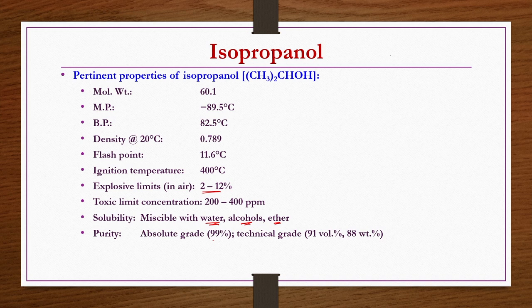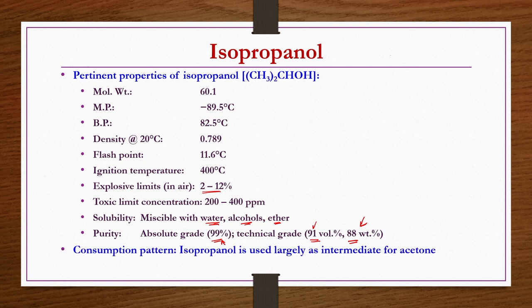Purity 99% absolute grade is there and then 91% technical grade is there. So, these are volume percent. If you measure in terms of weight percent, 88% weight percent is equal to 91% by volume, which is a technical grade. Consumption pattern, isopropanol is majorly used as an intermediate for production of acetone. So, production of acetone also we are going to discuss.